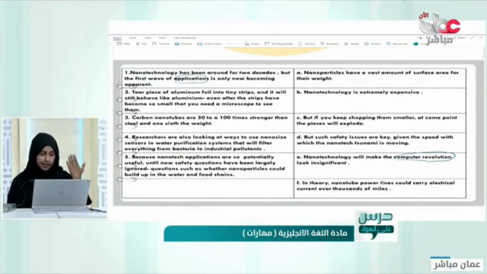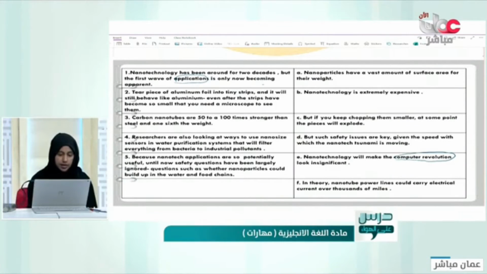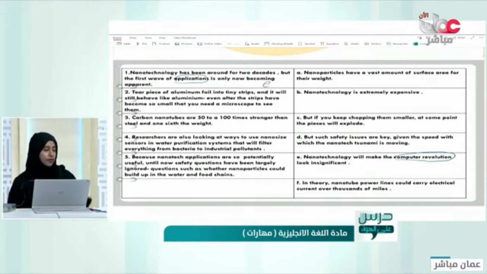So maybe nanotechnology will make the computer revolution look insignificant. Why? Because we said nanotechnology is an application, a study. So the first wave of application, okay? So here there is a relation. We have application and application. So here the answer is E. Okay, let's move to the second one.